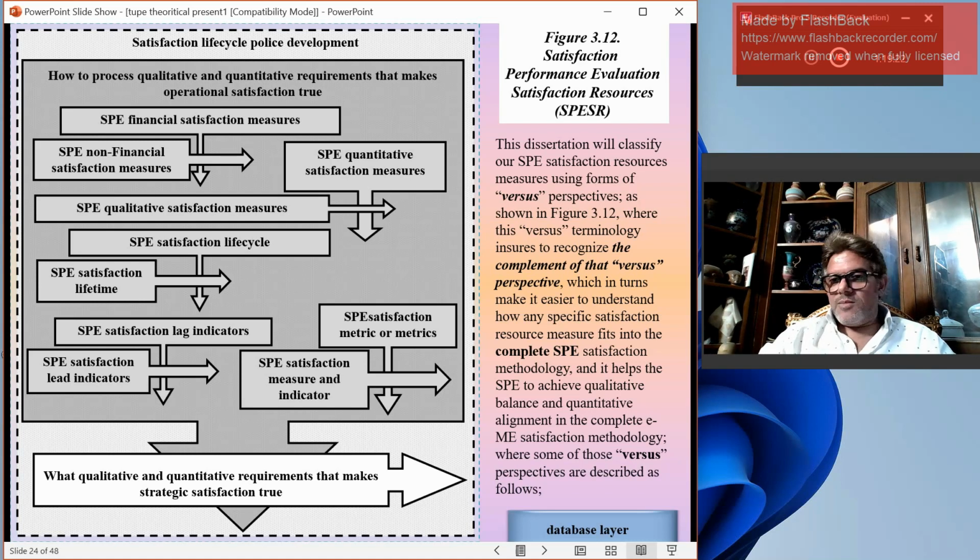So again, to the chicken and the egg: who's more important? Who comes first? Who infers who? Again, this is a trick question, which in turn makes it easier to understand how any specific satisfaction resource measure fits into the complete satisfaction performance evaluation satisfaction methodology.